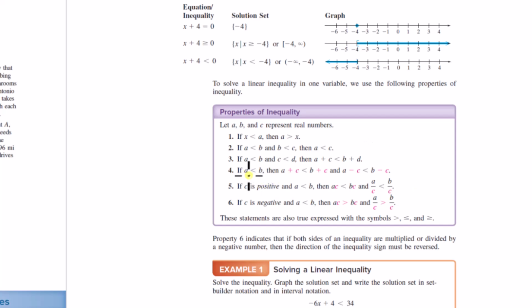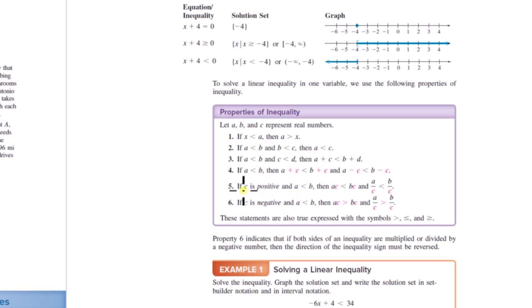All right, if A is less than B, then A plus C is less than B plus C, and A minus C is less than B minus C. This is the property where you can add or subtract something to both sides of an equation, and the equation doesn't change. It's the same thing with an inequality. If you add or subtract the same number from both sides of an inequality, the inequality doesn't change.